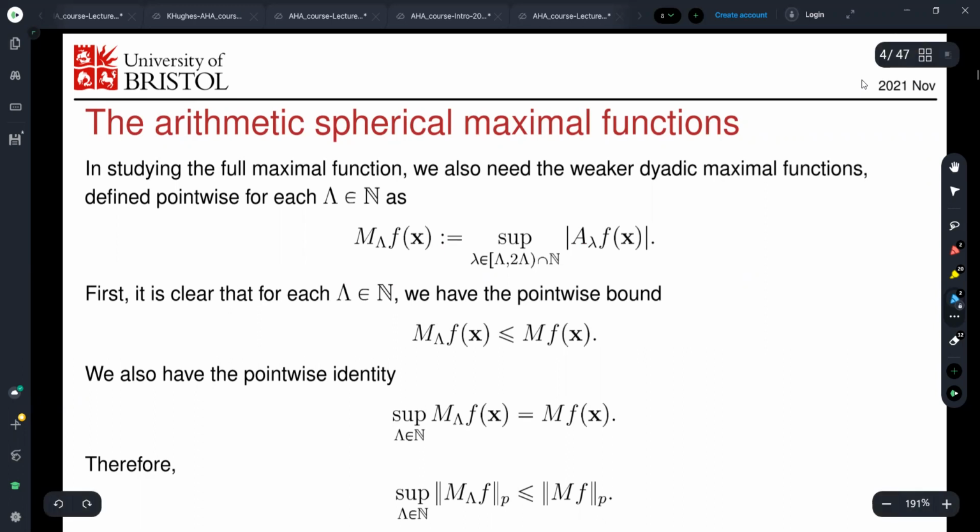Basically, I have these little lambdas that are in N, and I'm going to have a big Lambda now, which is also in N, and it's going to be parameterizing a dyadic range of little lambdas. For each one of those big Lambdas, a natural number, I define the dyadic maximal function at scale Lambda, which is just the supremum over the averages A_lambda, where lambda is between big Lambda and twice big Lambda. Again, all the little lambdas are going to be natural numbers.